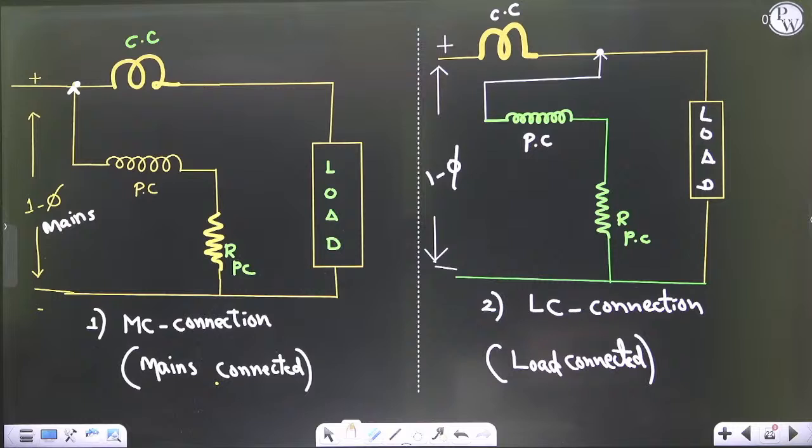In LC connection, MC connection, what is the difference? What type of error we are going to get?